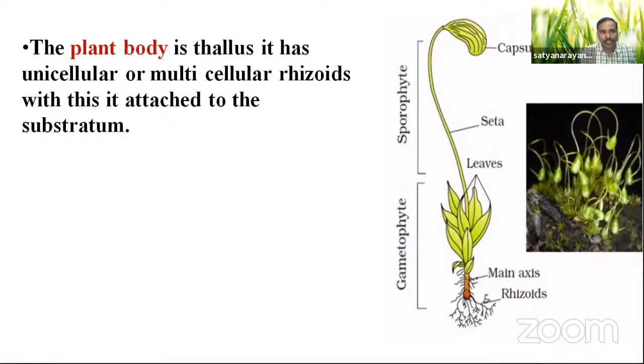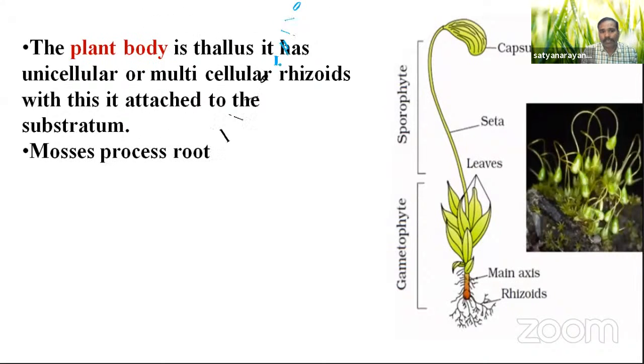Now we'll see what their function is. They are useful to attach to the substratum. Any base or any rocks or any other substratum, the rhizoids are present to attach with it. Apart from the rhizoids, some bryophytes also have scaly leaves or scale-like structures. They are also helpful for attachment with the substratum and to absorb water from the soil. So the plant body is thallus. On the thallus, the rhizoids are present on one side, and the other parts are present on the other side.